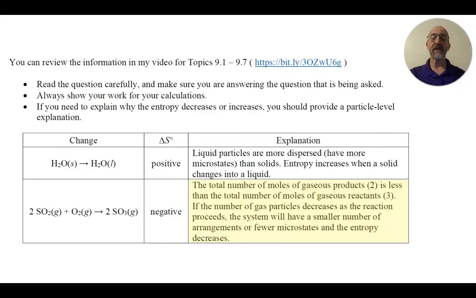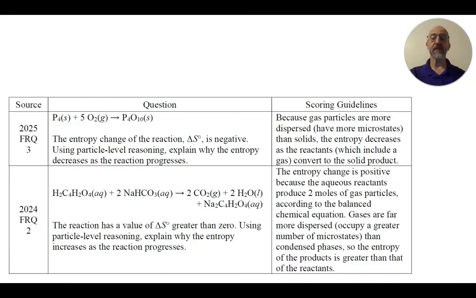Now, I'd like to show you some examples from recent AP Chemistry exam questions. So this first question is from the 2025 AP Chemistry exam, and this was a part of free response question number 3. There was a balanced chemical equation involving 1 mole of solid reacting with 5 moles of gas to produce 1 mole of solid. The question said that the entropy change of the reaction, delta S, is negative, and so the students had to use particle level reasoning to explain why the entropy decreases as the reaction progresses.